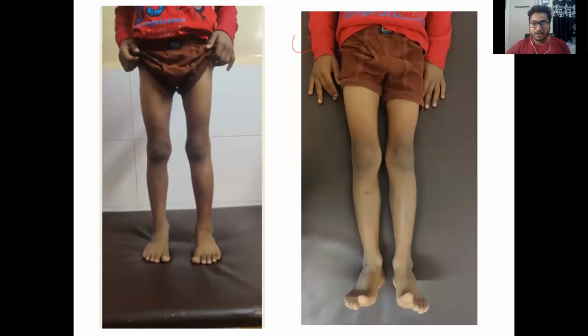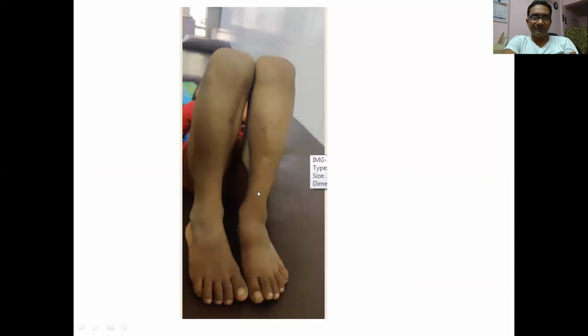Then I clicked the photo, and this side is standing fixed, sir. You showed the limb length discrepancy, no? That's a good thing. Yes, sir. Next slide, Nikhil, you show. Yeah, that one.